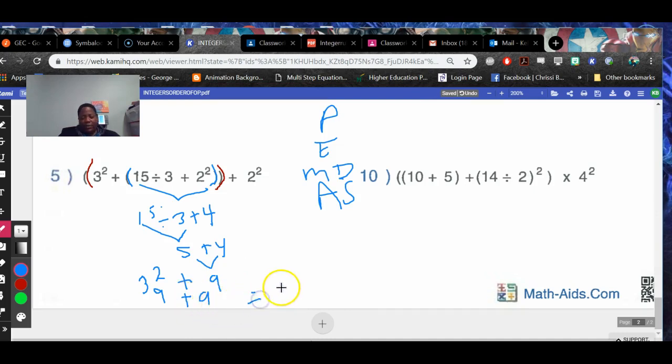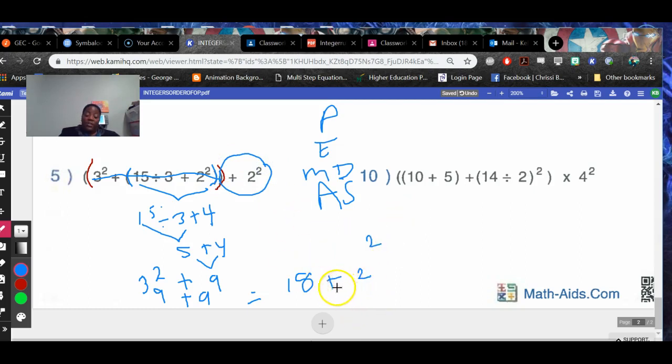I'm going to bring that 18 over here, so I hope this doesn't confuse you. I just ran out of room right there, right? But it means that this all is now complete, and you just have this section left. So I'll bring it back down here, 18 plus 2 squared.